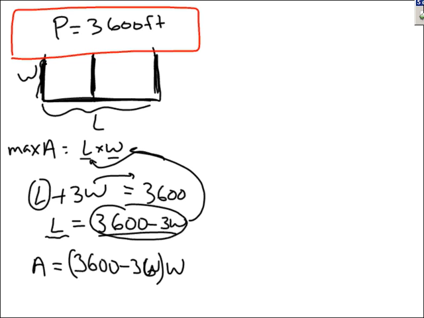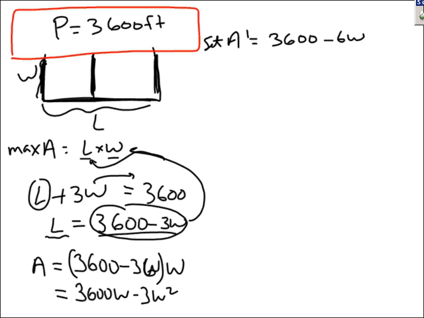L times W. That is, A is 3,600W minus 3W squared. Once we have A, what we want to maximize in terms of one variable, we take the derivative. Just 3,600 minus 6W. And we want to set it equal to 0.